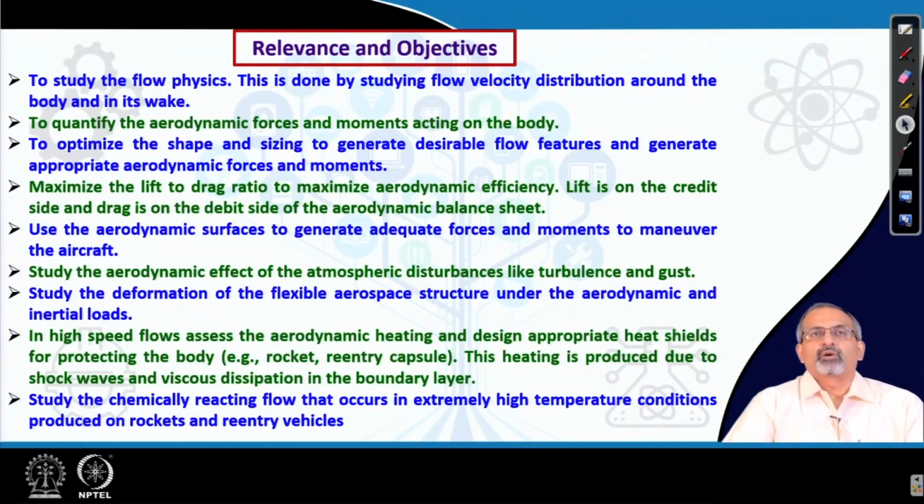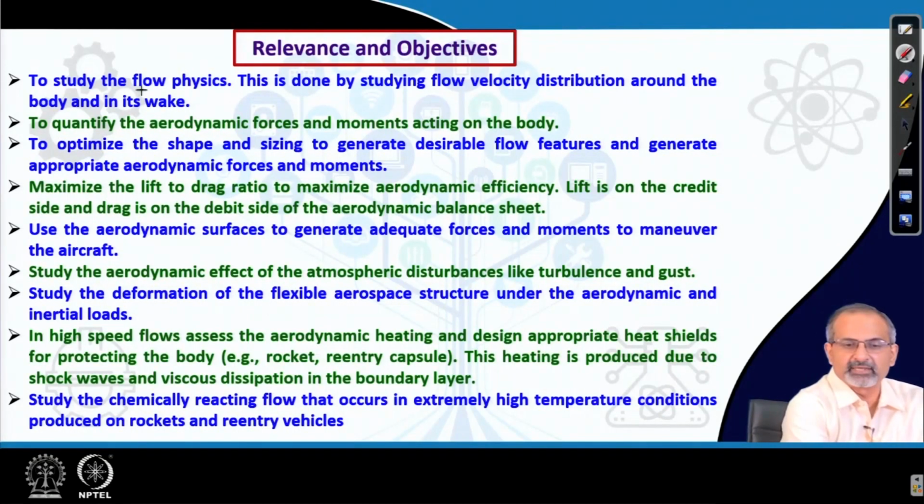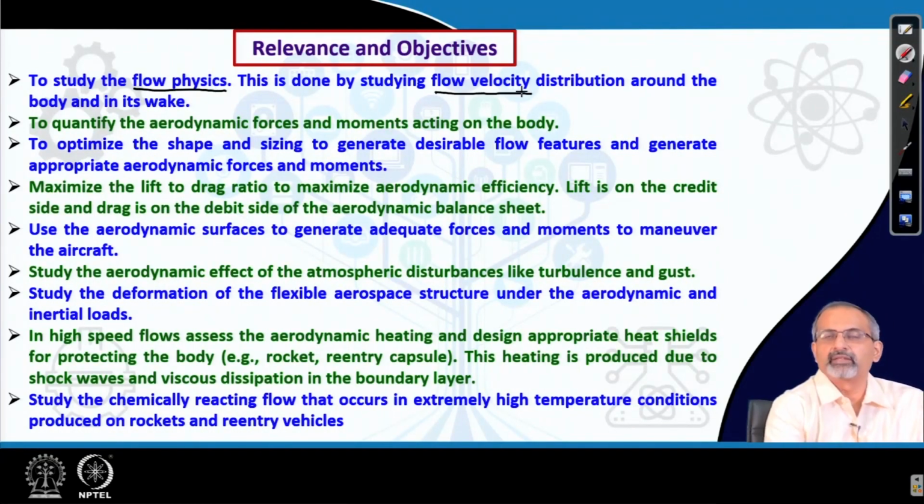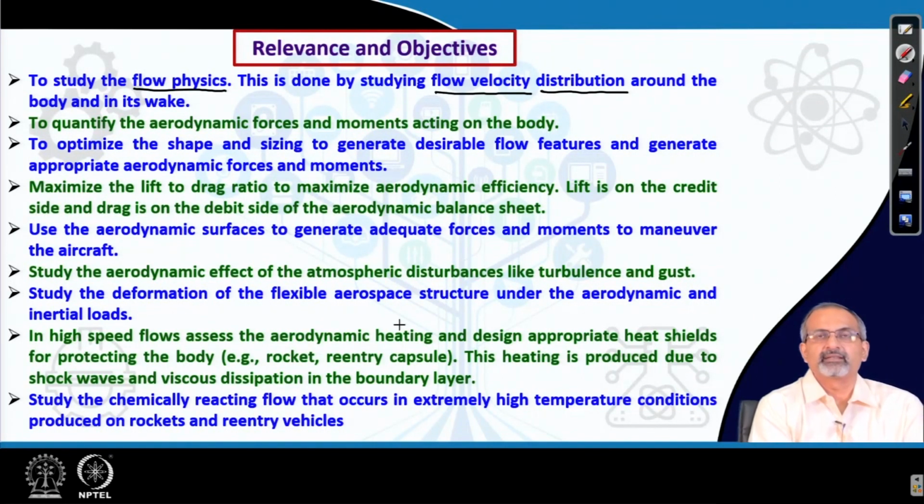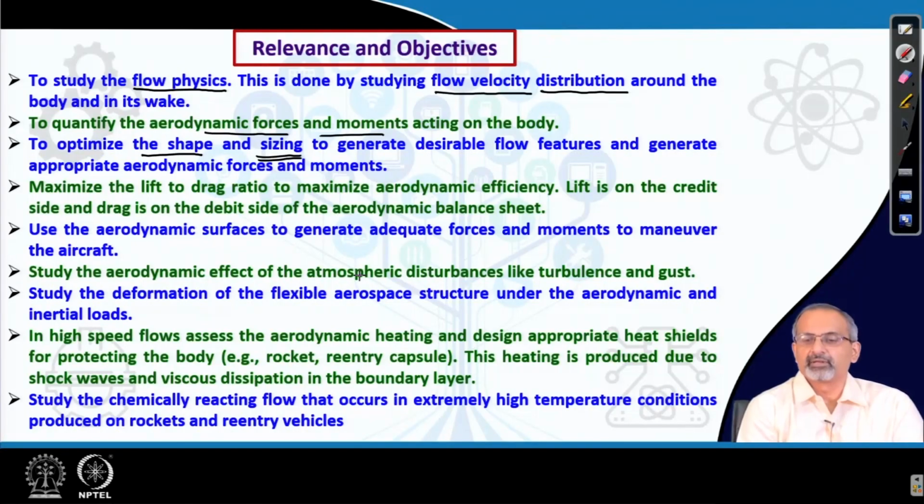What is the relevance and what are the objectives of an aerodynamic study? There are many. We have just jotted down a few here. You are interested to study the flow physics in a big way, for which you look at the way the flow behaves around the body through velocity distribution, around the body and in its wake. That means, once the flow has left the body and has gone downstream. You quantify the aerodynamic forces and moments which act on the body. You try optimizing the shape and also sizing the aerodynamic body to generate desirable flow features and also generate appropriate aerodynamic forces and moments. You may like to maximize the lift to drag ratio.